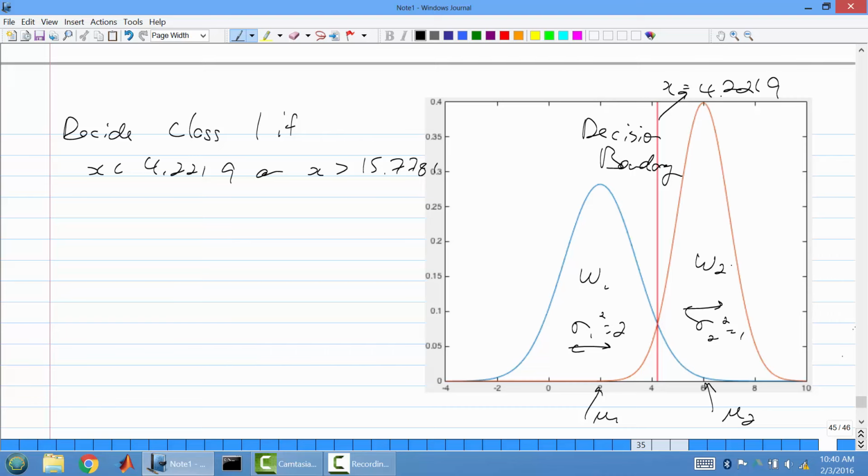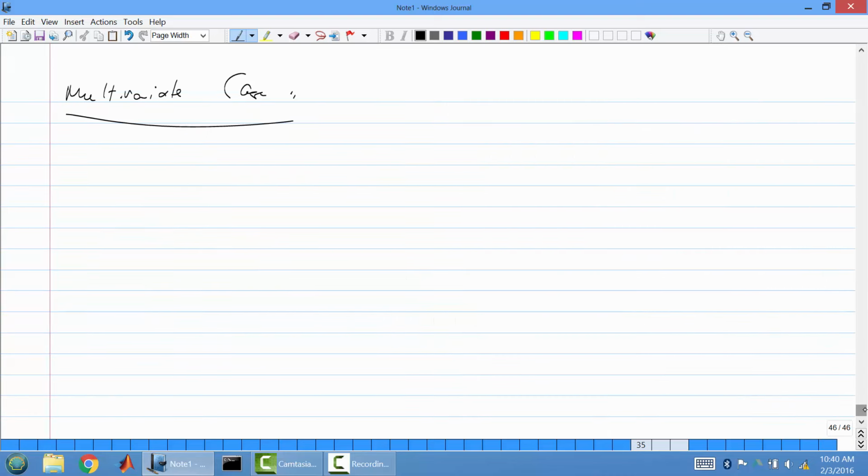Okay, all right. So we're going to do the multivariate case. I'm going to do minimum risk, and then we're going to finish up. So in the multivariate case, if you recall, we're going to take a look at the log discriminant function, all right?